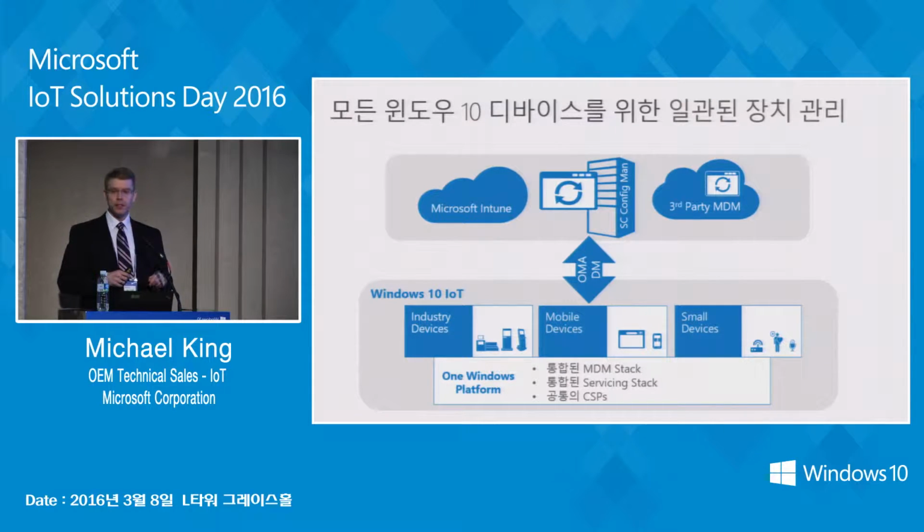One Microsoft, one Windows. So there has to be one management story as well for all of this, otherwise it wouldn't follow the one message that we're trying to communicate here today. Again, we've got a range of devices: small devices and gateway-type devices running Core, mobile devices running Mobile Enterprise, and industry devices running Windows 10 Enterprise. We've built into Windows 10 a common mobile device management stack, a common servicing stack, and a common set of configuration service providers that can be used via different tools and via the OMA-DM protocol to deploy, configure, manage, and monitor these devices.